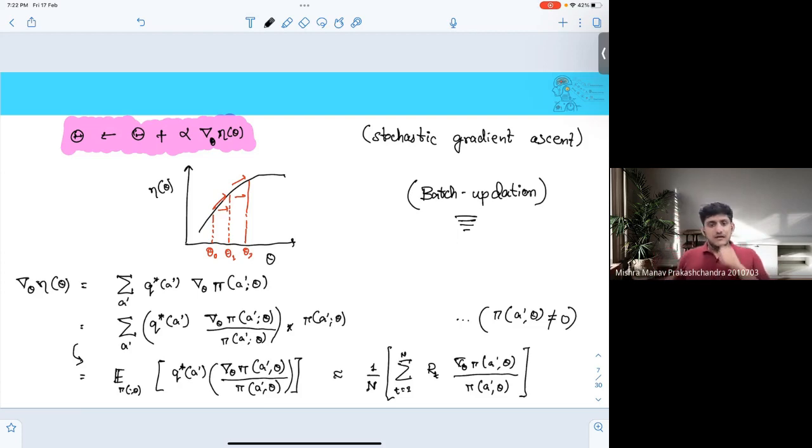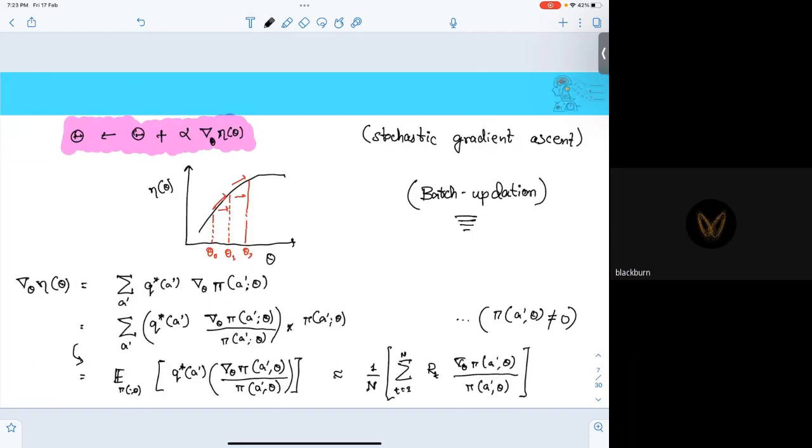Okay. Now the question is, can we do something better? Is it possible that instead of doing it in a batch-wise sense, we do it in an incremental sense? Okay. So this is some limitation of this policy gradient method. So far, so good. You are still with me?